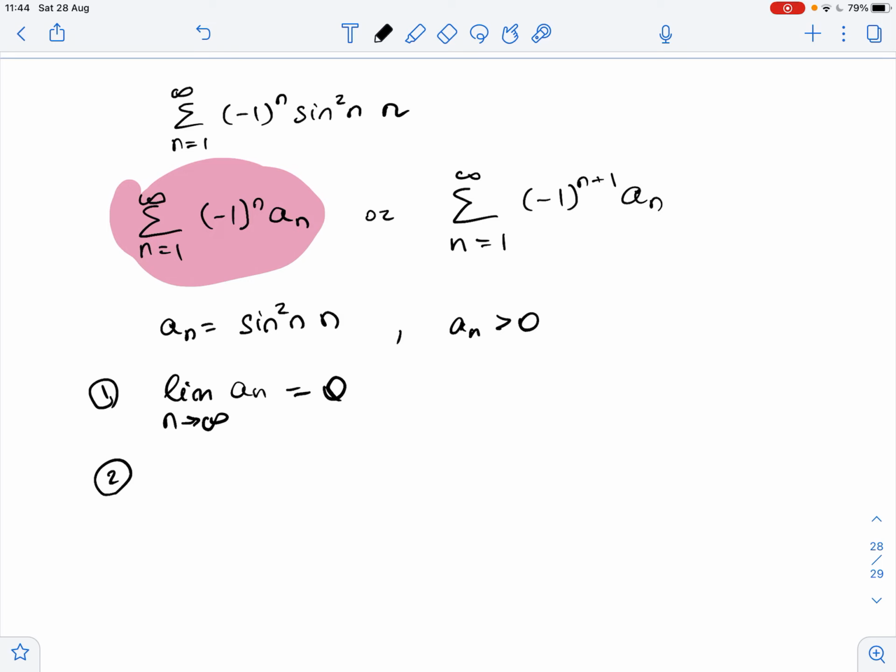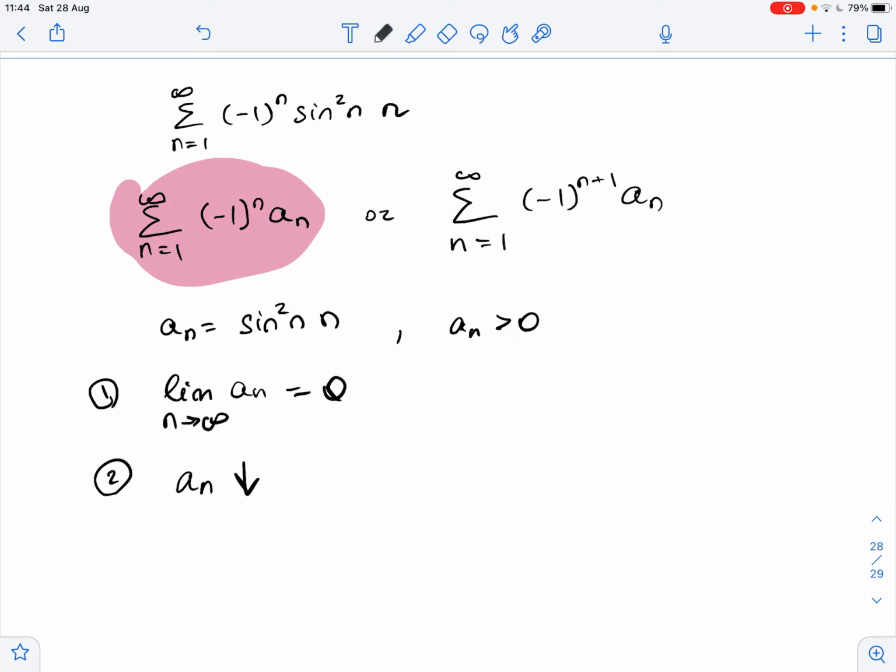This is the first condition, and the second condition is that the series should be decreasing. So the series a_n is decreasing. Well, now let's check these two conditions. If both of them are true, then our series is convergent. First of all, let's look at the limit of a_n.